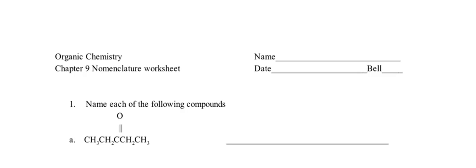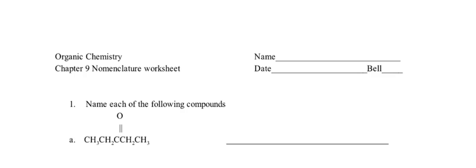Chapter 9, again, is all about aldehydes. Notice I emphasize the "al" in aldehydes and then the ketones. An aldehyde ends with "al," and a ketone ends with "-one." So we need to name each of the following.